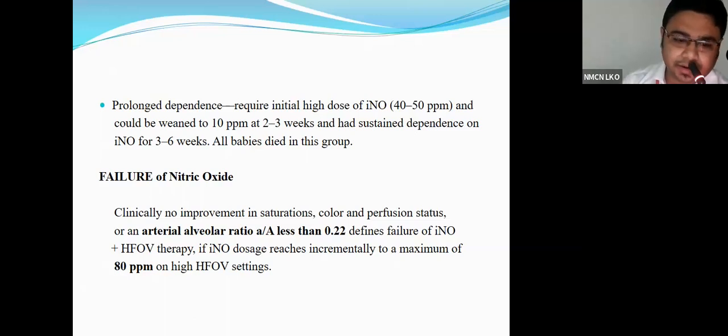So when do we call failure? As has been discussed in the earlier lectures also, how do you assess the oxygenation of a newborn whenever you are starting the baby on a ventilator? So we see the a/A ratio, that is the arterial by alveolar ratio. If it is less than 0.22, it defines that your NO is not working. You can still go incrementally up to 80 ppm in dire conditions, but it is very unlikely that you will get a response at this high dose of nitric oxide.